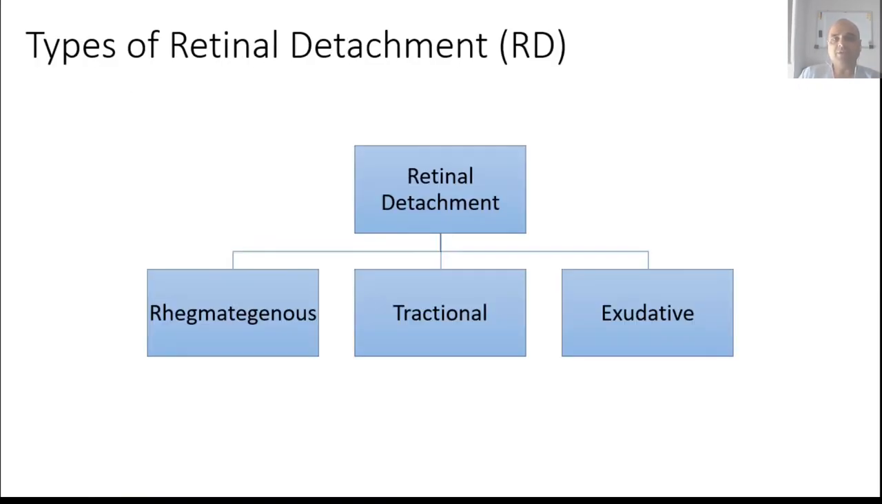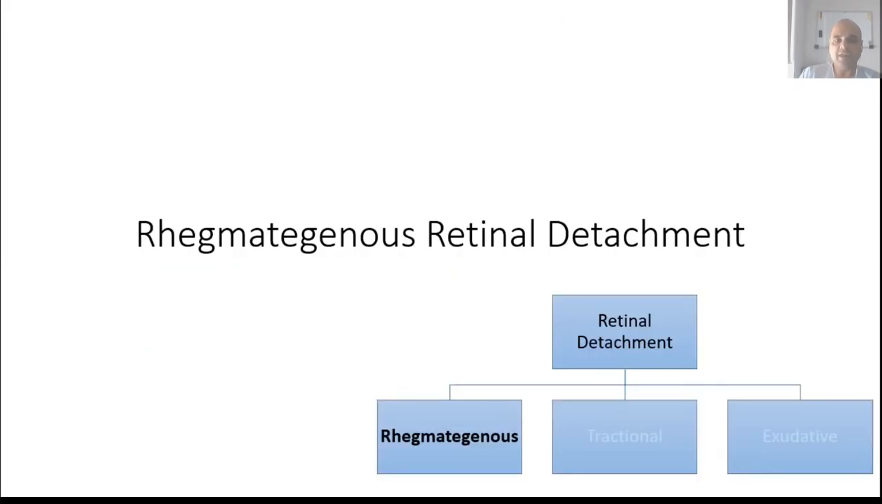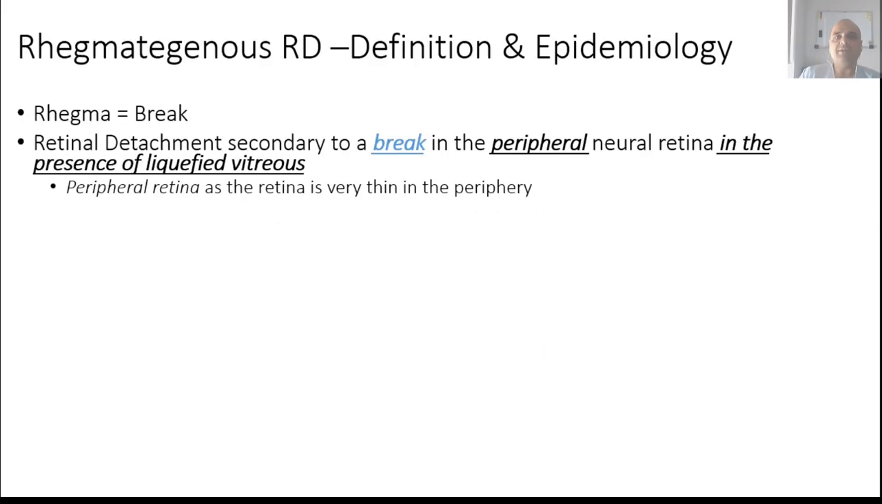And these are the types of retinal detachment: rhegmatogenous, which is the most common, tractional, and exudative. We'll start off by talking about rhegmatogenous retinal detachment. Rhegmatogenous retinal detachment is something that forms because of a break in the retina, and that break is called a rhegma.